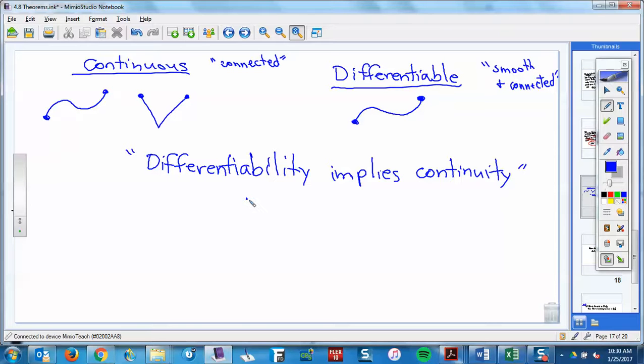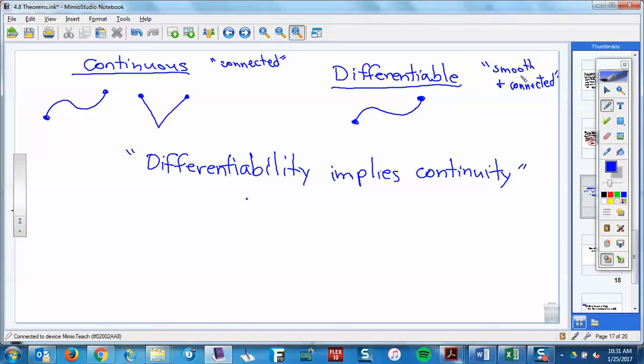The word I like to use for continuous is connected. Now we know we have that formal definition, those three things you have to have. But basically continuous means it's connected. No breaks, no holes, that kind of thing. But differentiable means it's not only connected, it's got to be smooth. No sharp points. So it's kind of like the rectangle and the square. Every square is a rectangle, but not all rectangles are squares. Every differentiable function is continuous, but not all continuous functions are differentiable. I got two here that are both continuous, but only that one is differentiable.